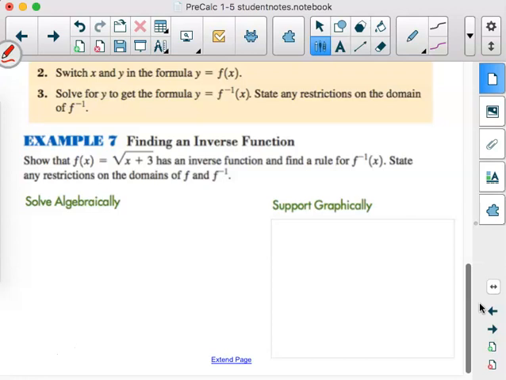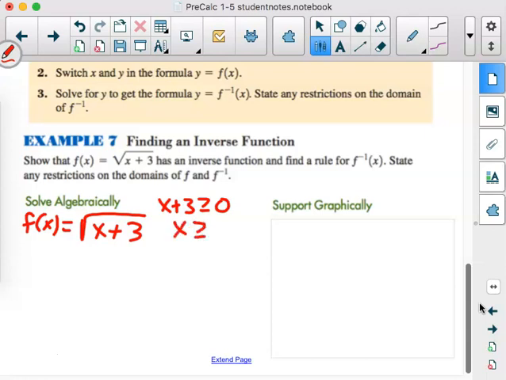Okay? So far we have f of x equals the square root of x plus 3. And I know I have to restrict the domain for that one because we're staying in the real number system, and that means x plus 3 has to be greater than or equal to 0. So I'd have to subtract 3 from both sides. And that means my domain of f would be from -3 to infinity.